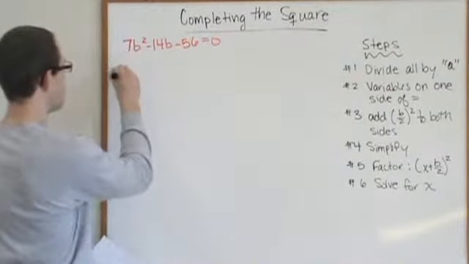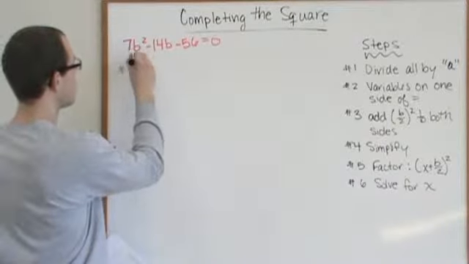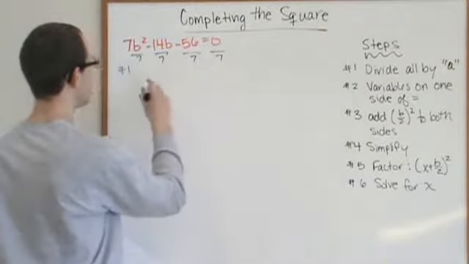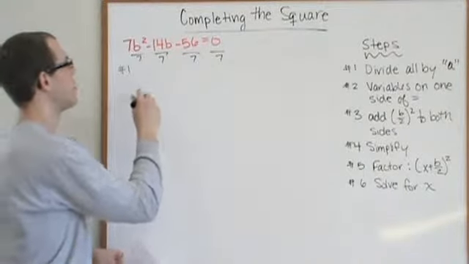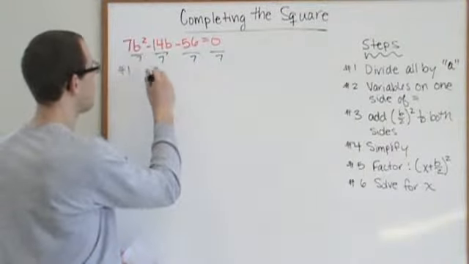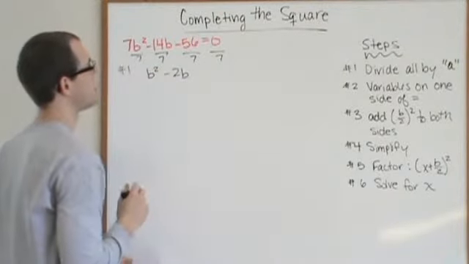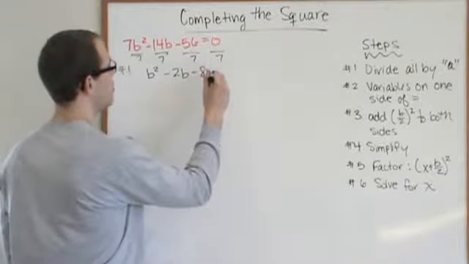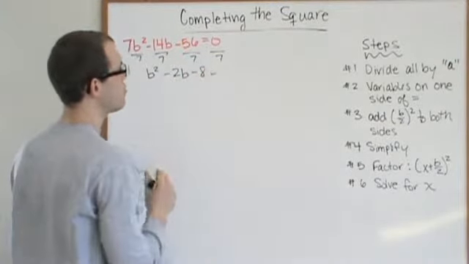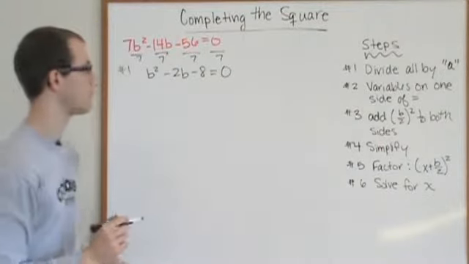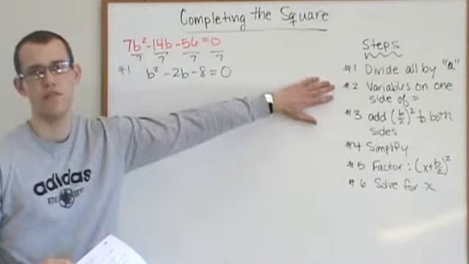So step number 1, divide everything by the a value. So all these terms, even the 0 one. So what are we left with? 7b squared divided by 7 is just b squared. This is a negative 2b. Negative 56 divided by 7, that's negative 8. And that equals 0 divided by 7, that's just 0. Stays the same.